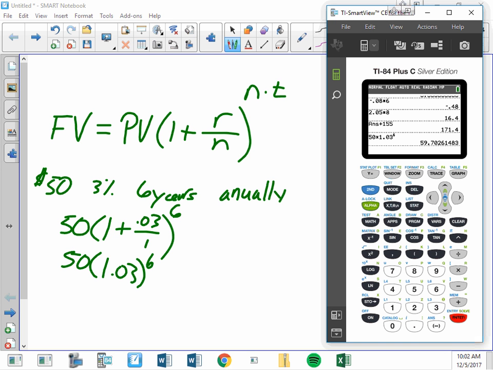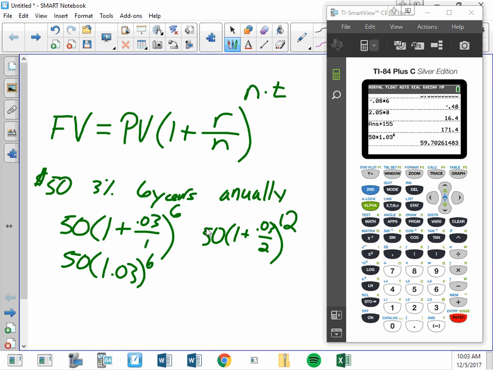But if we compound semi-annually, which means twice a year, then we will get a little bit more money. Basically, halfway through the year you get 1.5%, and then at the end of the year you get 1.5% for that half of the year. So the formula would be 50 times 1 plus 0.03 over 2 raised to the 12th.